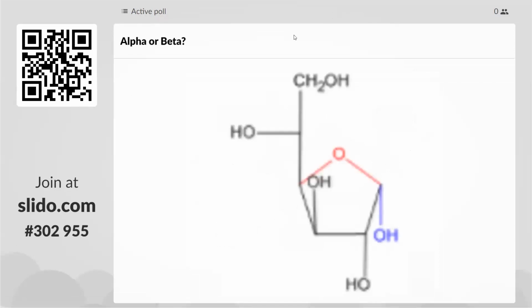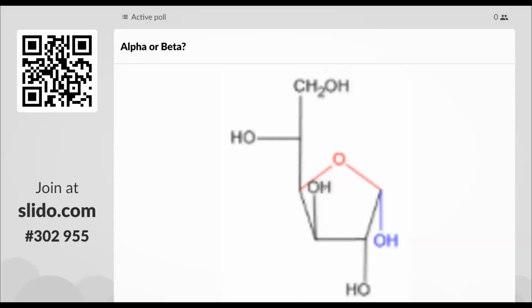All right, one more for us. Here's anomeric because it's connected to two oxygens, pointing down. Here we are pointing up. Alpha, opposite directions.